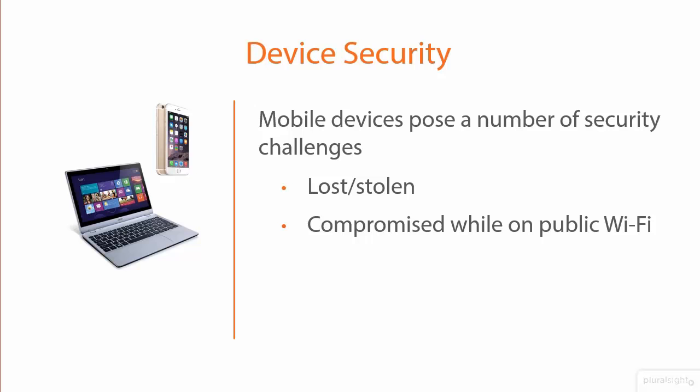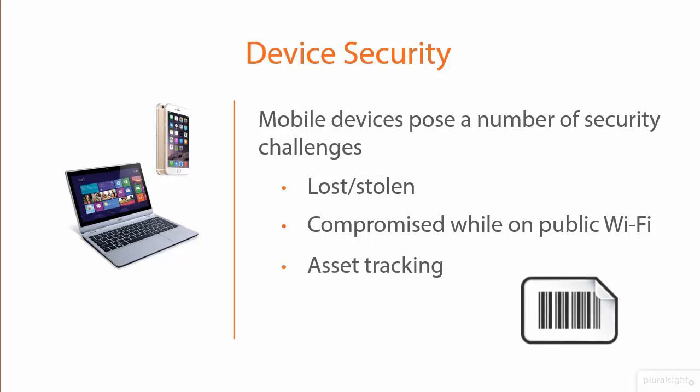VPN, as we talked about in the previous video, is probably one of our best defenses against that. How about asset tracking? We need to know who has what device and where that device is located.